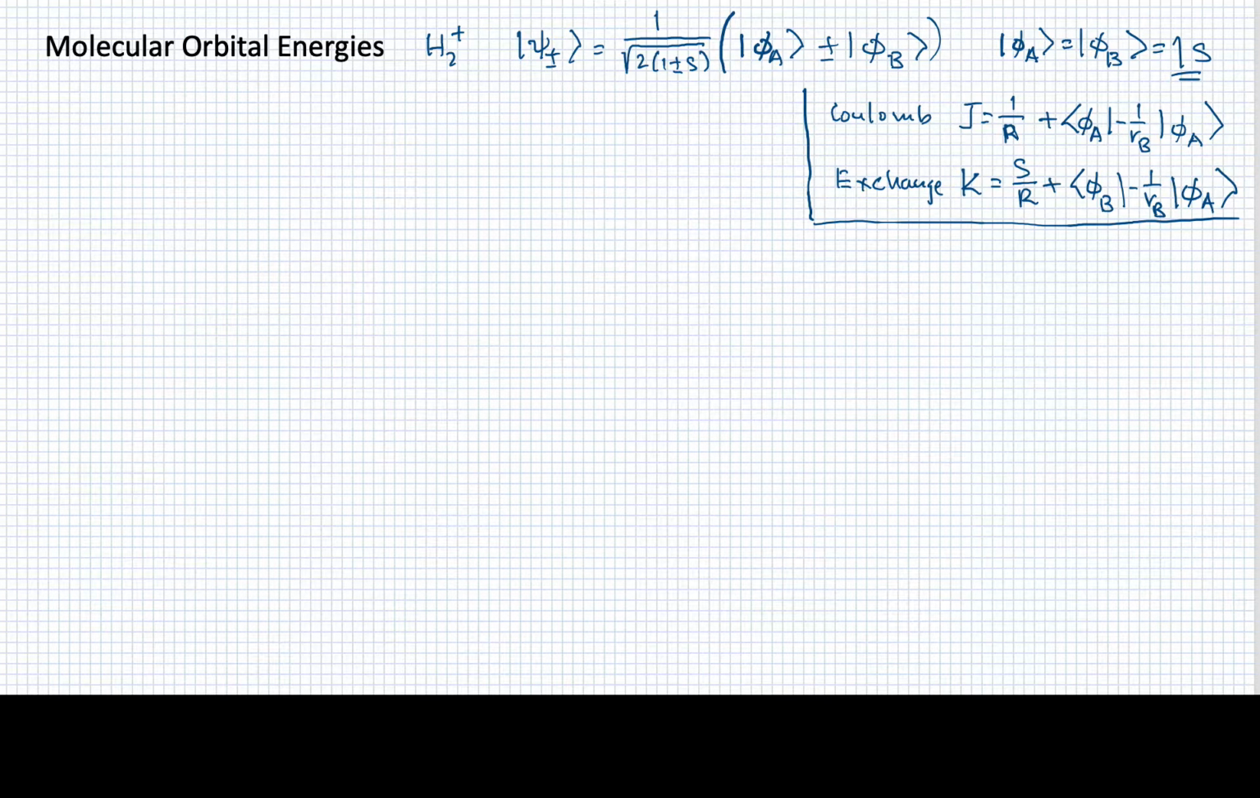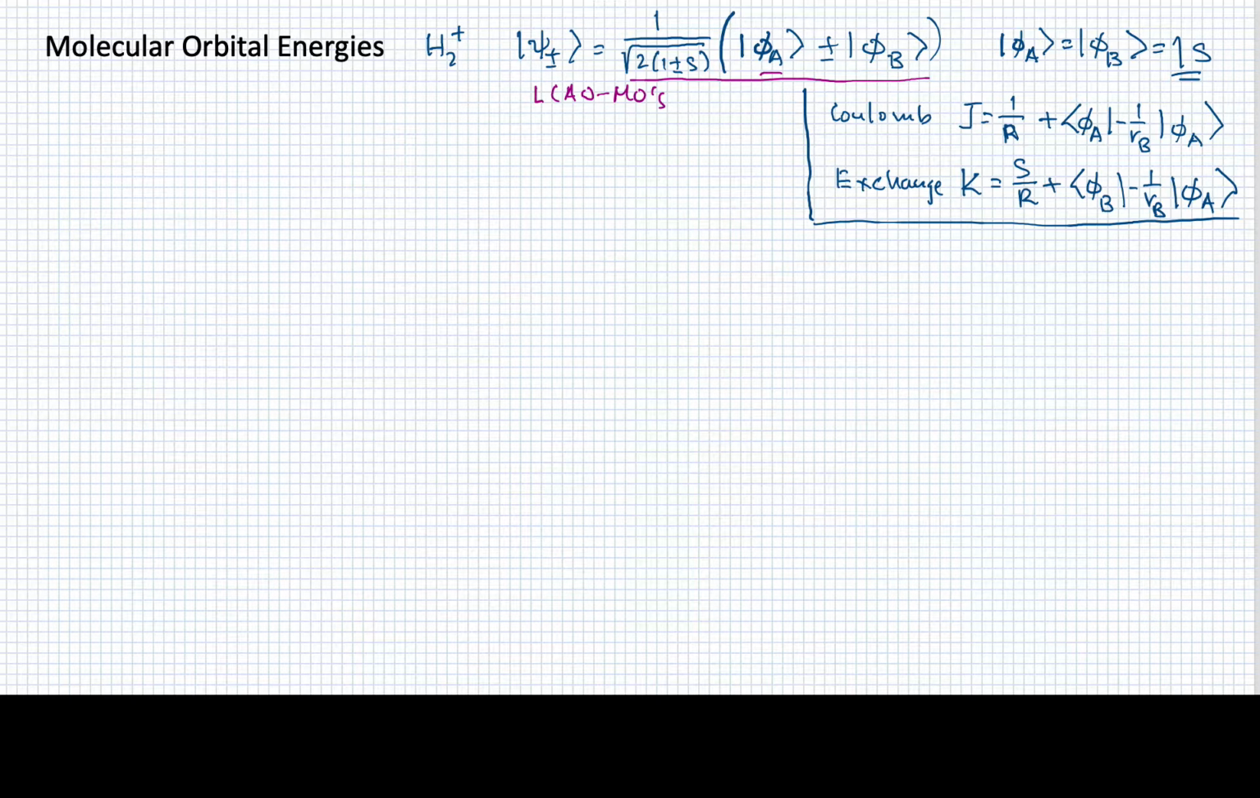We can now combine all the results that we've been working on over the past few videos to determine the molecular orbital energies for our system H2+. So I'll remind you that we defined the molecular orbitals as linear combinations of atomic orbitals in the following way, where we have as a normalization constant 1 over the square root of 2 times 1 plus or minus S.